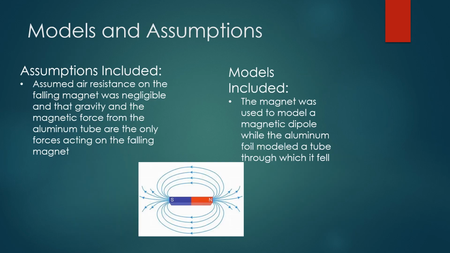Here are my models and assumptions. For assumptions, I assumed that air resistance on the falling magnet was negligible and that gravity and the magnetic force from the aluminum tube are the only forces acting on the falling magnet. The models included a magnet used to model a magnetic dipole, while the aluminum foil modeled a tube through which it fell.